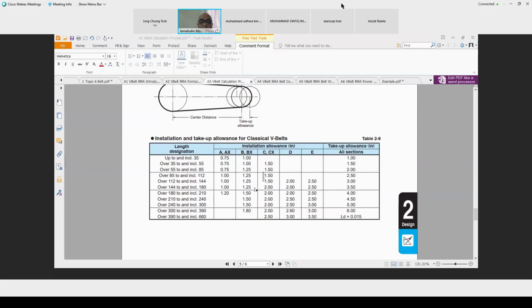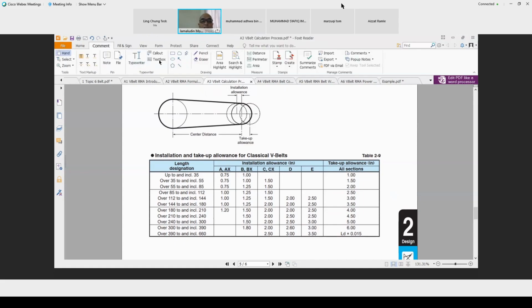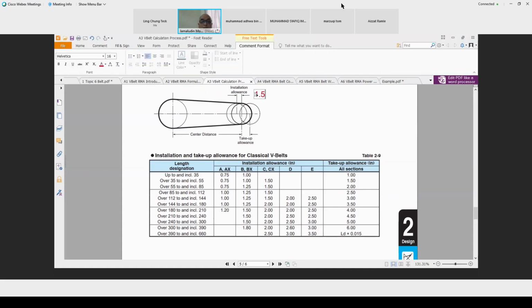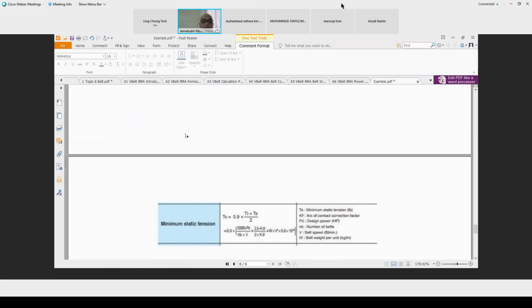Okay, this is good. Installation allowance is 1.5, this 1.5, and the other one will be 2.5. This 1.5 is going to be 1.5 inch. You need the slot. You need to have 1.5 inch here and 2.5 inch. That means your smaller pulley should move from 1.5 to 2.5, before 1.5 and after going to be 2.5. That is what it means. That will be your take-up allowances.